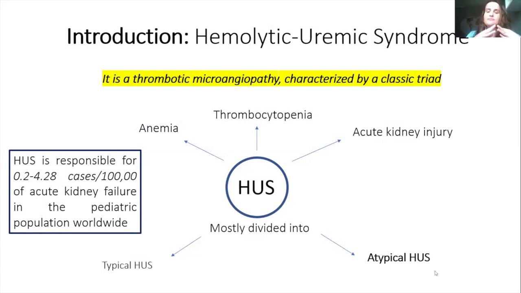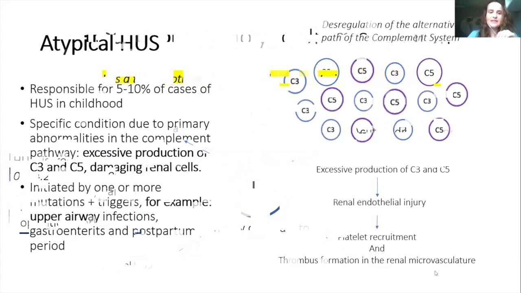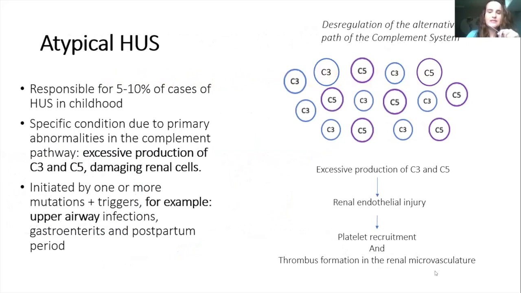This syndrome is mostly divided into typical HUS and atypical one. The typical one is caused by infection of the bacterium Escherichia coli, causing vomiting and diarrhea. However, the atypical one has a process a little bit different. The atypical HUS is caused by a deregulation of the alternative pathway of the complement system.